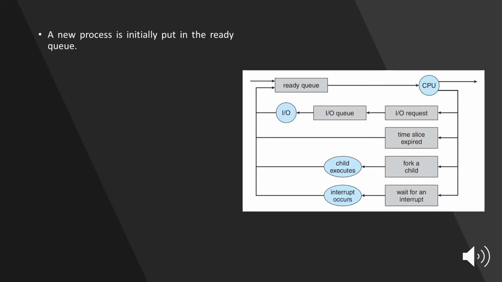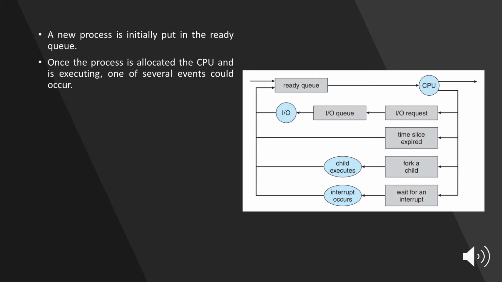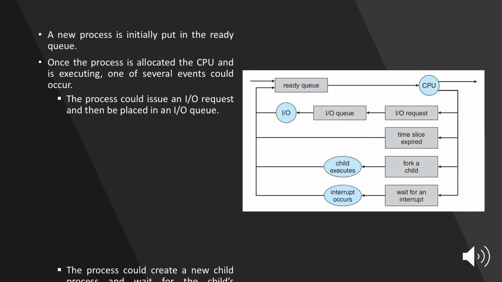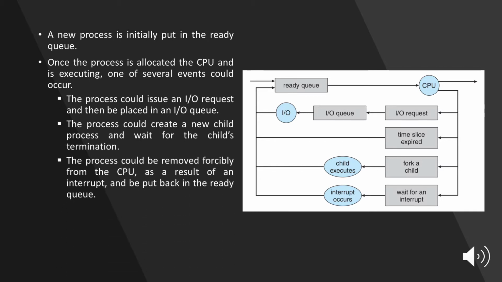A new process is initially put in the ready queue. It waits there until it is selected for execution, or dispatched. Once the process is allocated the CPU and is executing, one of several events could occur. The process could issue an IO request and then be placed in an IO queue. The process could create a new child process and wait for the child's termination. The process could be removed forcibly from the CPU as a result of an interrupt and be put back in the ready queue.